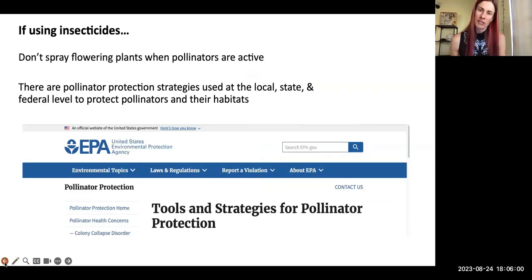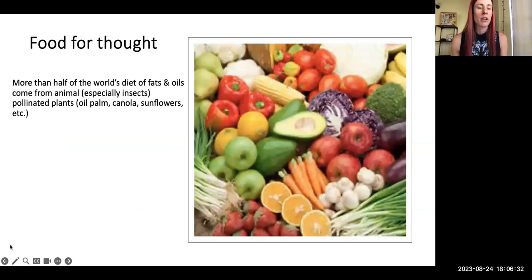And if you're using insecticides, try to use other integrated pest management strategies and use insecticides as a last resort. But when you're using insecticides, even organic insecticides, make sure that you're not spraying flowering plants when pollinators are active. So do it when they're not active. And there are pollinator protection strategies used at local, state, and federal levels to protect pollinators and their habitats. So if you go on the EPA site, there are tools and strategies for pollinator protection if you want to learn more about that.